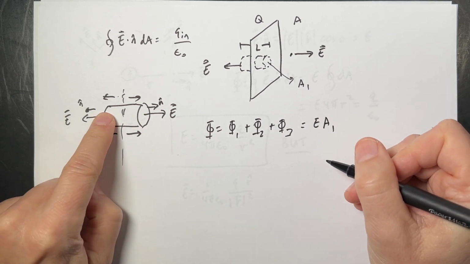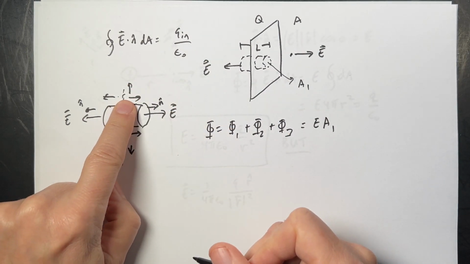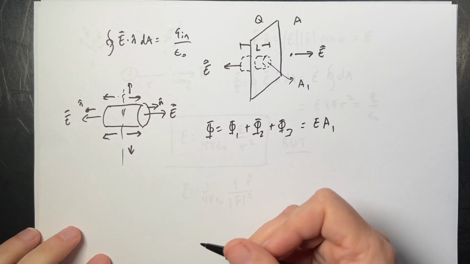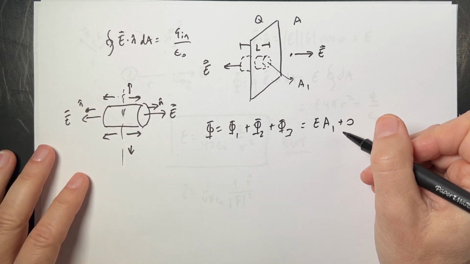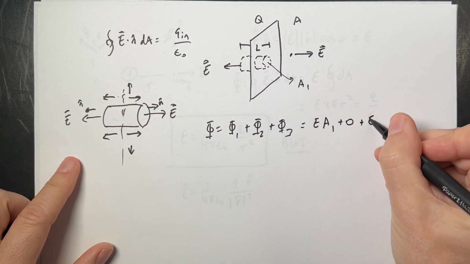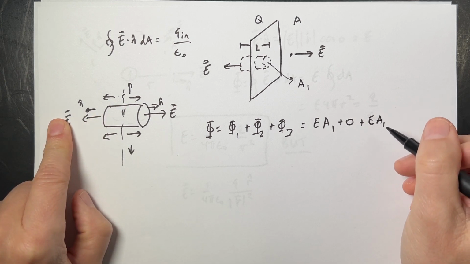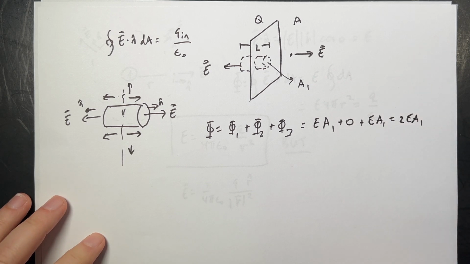For surface 2, n hat is perpendicular to E in every single situation. The dot product of perpendicular vectors is 0, so I get plus 0. There's no flux. Imagine that being rain. That's not going to hit the surface. And then over here, I get another E A1, because again, E and A are in the same direction. So I get 2 E A1.